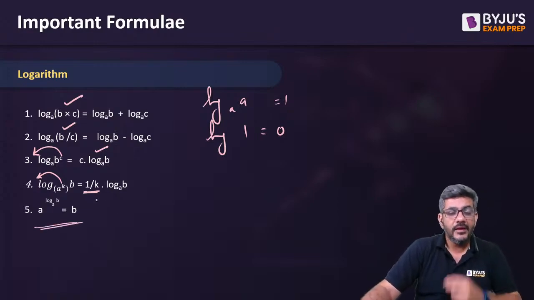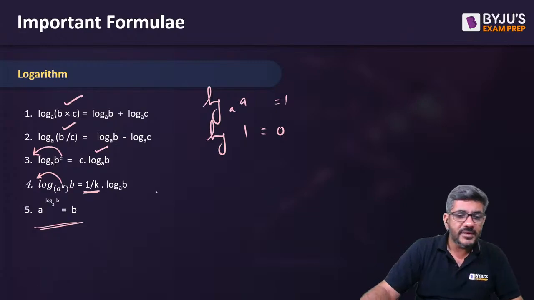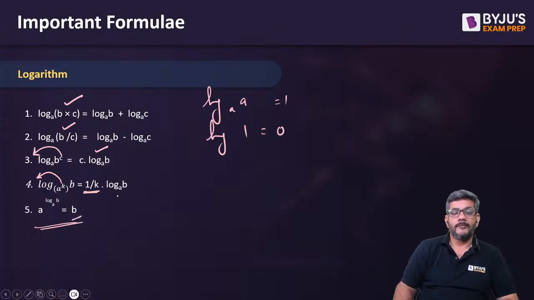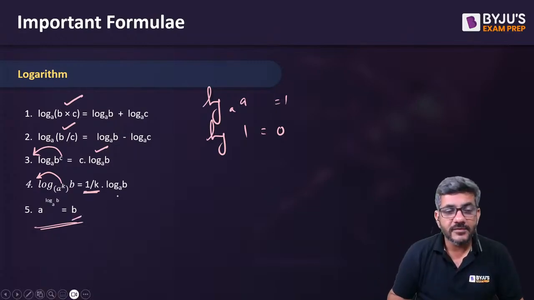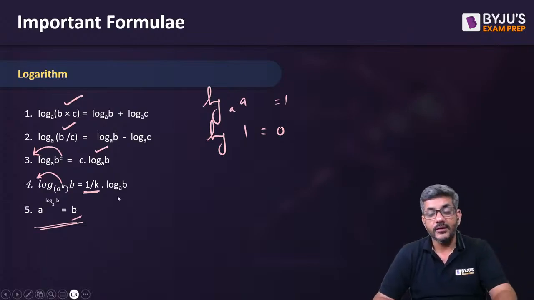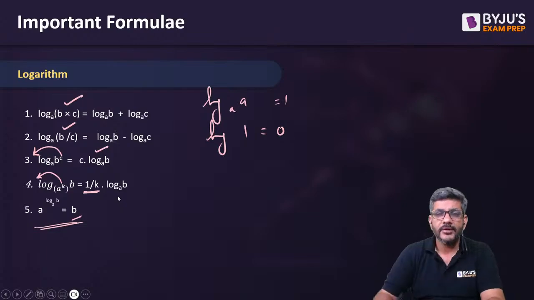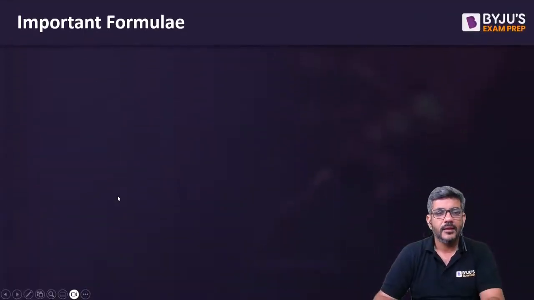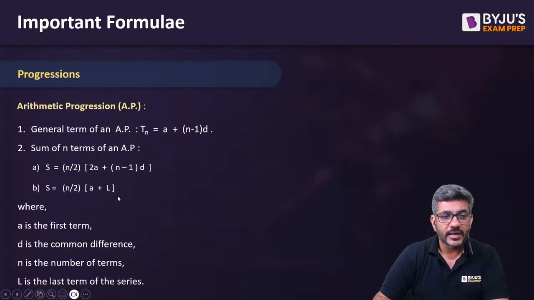And finally, a to the power log b with base a is equal to b. That's all that we have in logarithm. Some of the formulas which can be used in most of these questions. And then we have progressions.